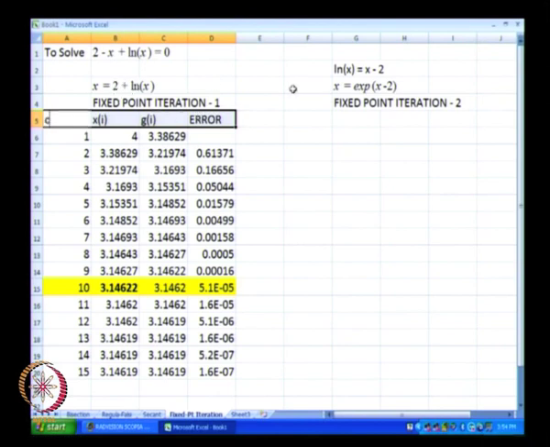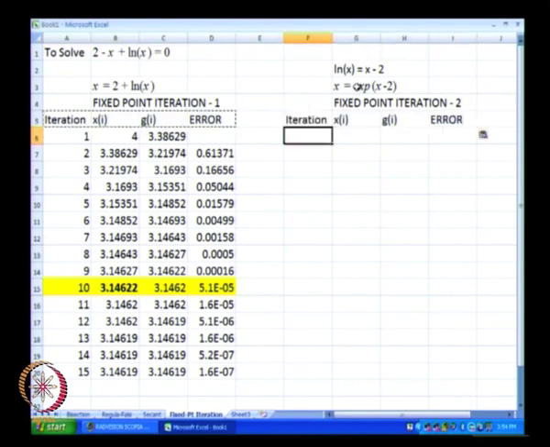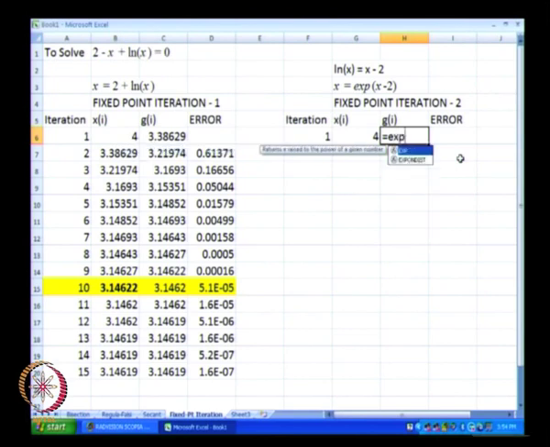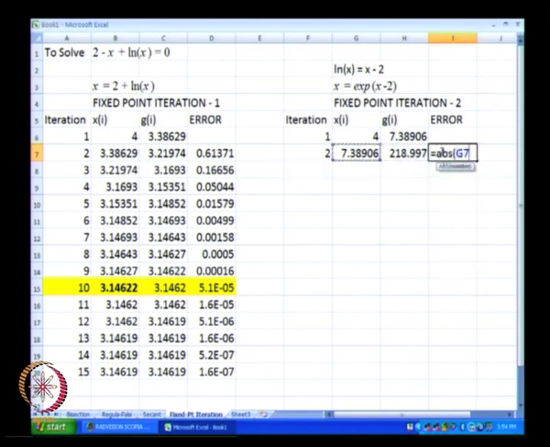The other possibility to write x equal to g of x is to write it in this particular form. In this case g of x is e to the power x minus 2. We will start with x_i equal to 4 and see what happens. g_i is nothing but exp of x minus 2, and that is the value that we get over here. At the second iteration, x_(i+1) equals g of x_i. Then g_(i+1) we can just drag over here, and the error is nothing but the absolute value of the difference.